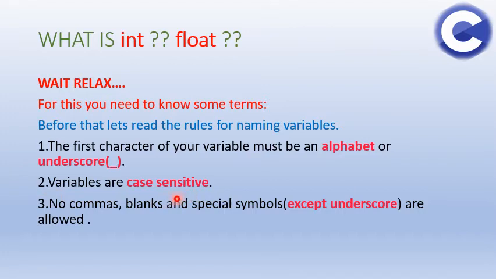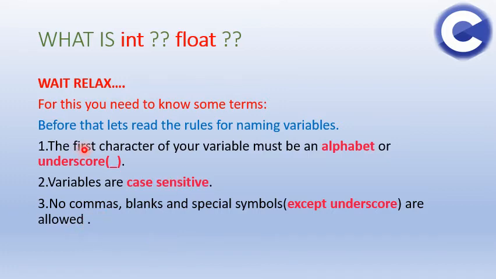Second is your variables are case sensitive. Yes, they are. If you use capital A as a variable name and small a as a variable name, the uppercase character and the lowercase character will be two different variables. They are not considered the same. Third rule is no commas, blanks, and special symbols except the underscore are allowed in your variable name. You can't use comma, you can't put blanks or any special characters like at the rate, hash, ampersand, dollar, asterisk, parenthesis. These are not allowed in your variable name.